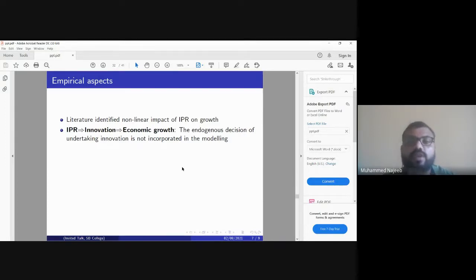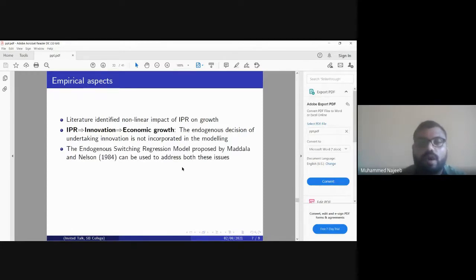So the endogenous decision of undertaking innovation, which is motivated by better intellectual property right, is not incorporated in the modeling in all this literature. So what we have to do, we have to address two problems. One is this omitted variable issue, and second is we have to identify this non-linearity also. To do so, I'm taking the endogenous switching regression model proposed by Maddala and Nelson for this purpose. I'm not going into much detail of this modeling. Using this model, I can address both of these problems.